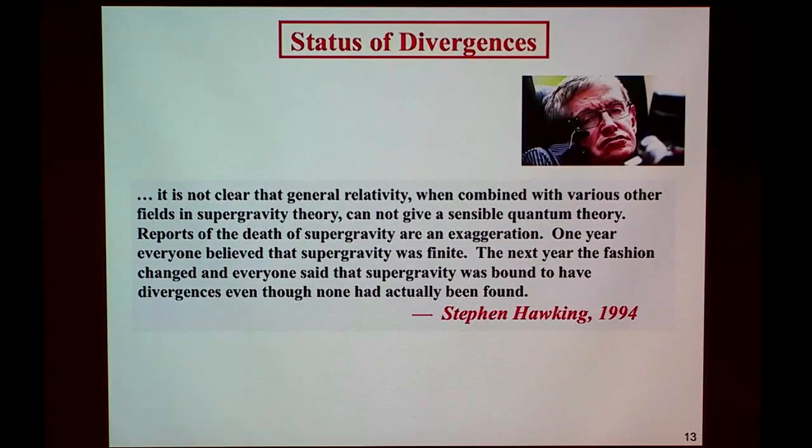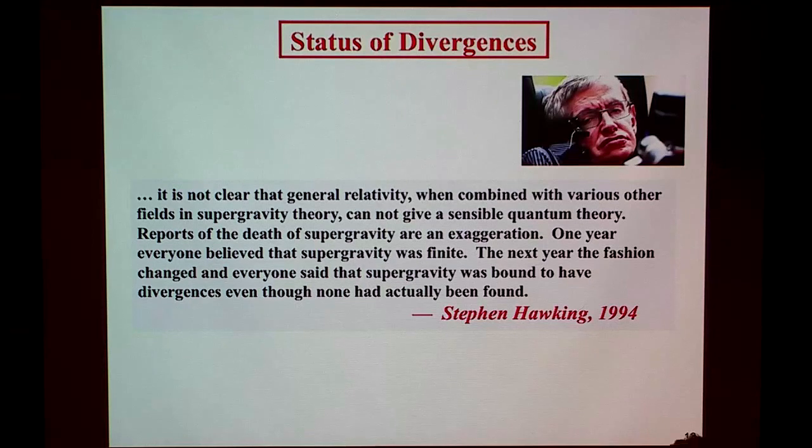Okay, here's an amusing quote. There's Hawking. In 1994, he said, it is not clear that general relativity, when combined with various other fields in supergravity theory, cannot give a sensible quantum theory. And then, reports of the death of supergravity are an exaggeration. I think he stole that from Mark Twain. But anyway, one year, everyone believed that supergravity was finite. The next year, the fashion changed, and everybody said that supergravity was bound to have divergences, even though none had actually been found. Which is true.